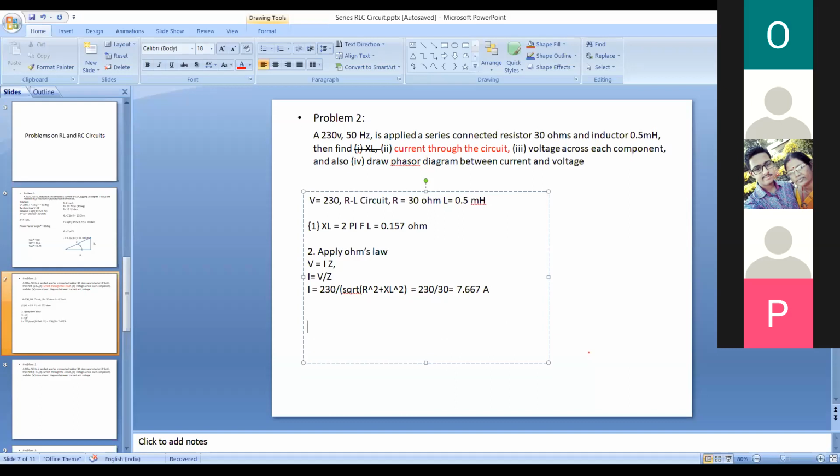That's part 2. Okay. Next is voltage across each component. So in an RL circuit, what are the different voltage drops you will find? Resistive drop VR, correct, and inductive drop VL. So resistive drop we'll find as I into R, and inductive drop is going to be I into XL. Okay. So you can find out the respective drops.